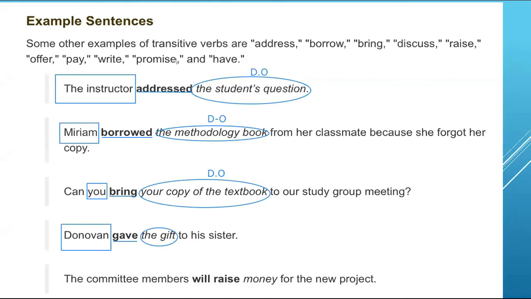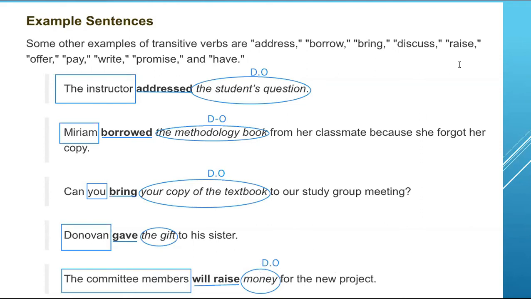Number five. The last one. The subject. Committee members is the subject. The verb is will raise and the DO is money. Exactly. Yes. Thank you. Money is our direct object.